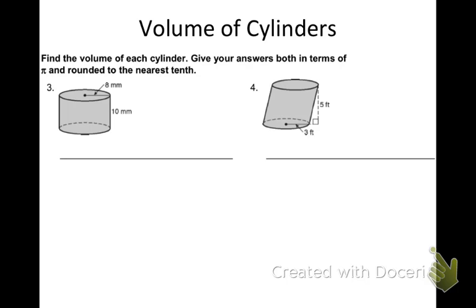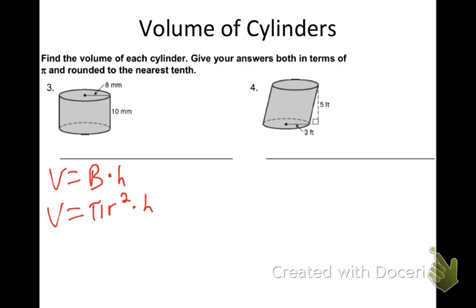Volume of cylinders. Same idea here. Anytime we're going to find volume, it's the area of the what? Area of the base times the height. Now, because it's a cylinder, how do you find the area of the circle? Area of the circle is pi r squared times the height.